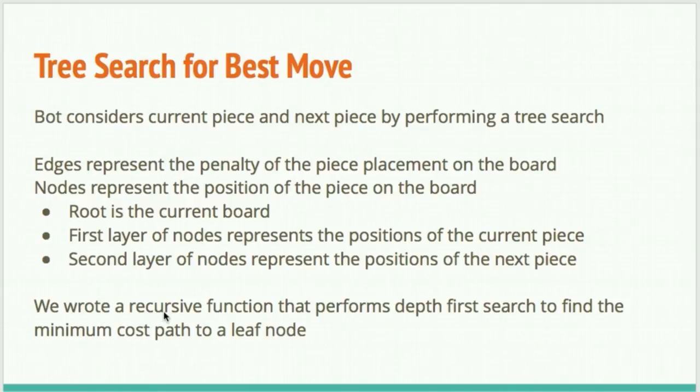We wrote a recursive function that performs depth first search to find the min cost path to a leaf node. And once this leaf node is found, we look at the parent node, which points to the current piece and the position of the current piece, and that position is chosen to place the current piece.